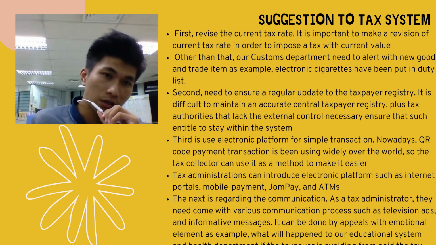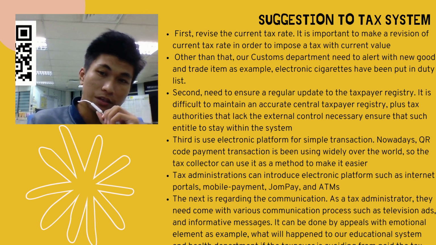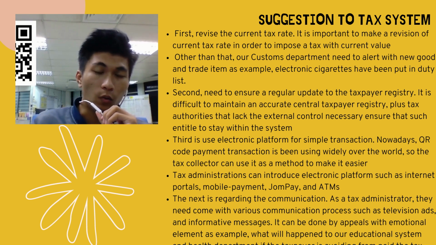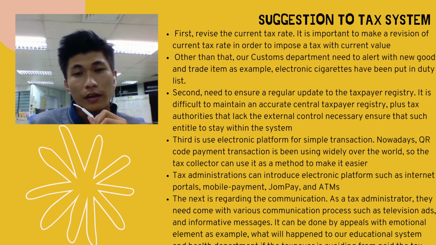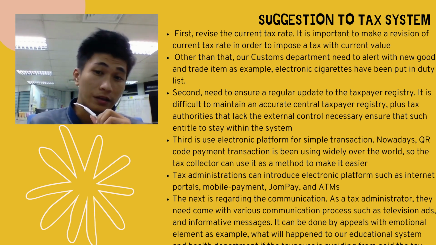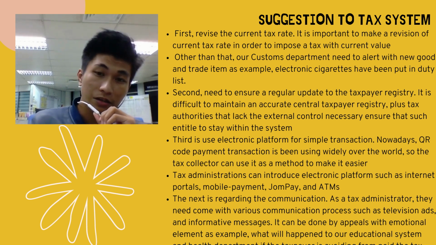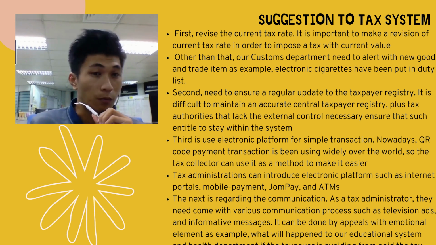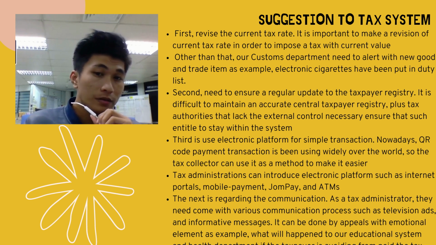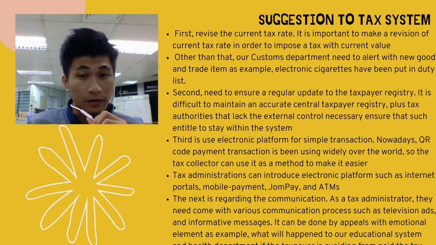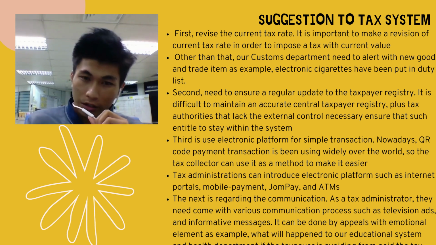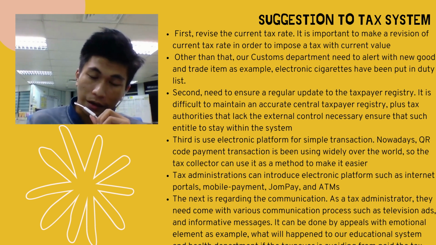Third is using electronics for simple transactions. As an example, nowadays QR code payment transactions are being used widely all over the world, so the tax collector can use it as a method to make it easier. Tax administration can introduce electronic platforms such as internet portals, mobile payment, JomPay, and ATM. It will encourage taxpayers and increase voluntary compliance.